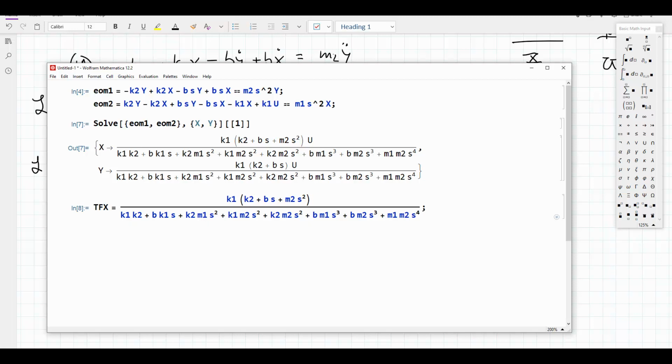Now, it's not quite in the form that I want, so I will redefine it here with the Collect. So let's collect tfx. And we want just the numerator first, so we do have to specify that. So the numerator, and the same thing for the denominator.